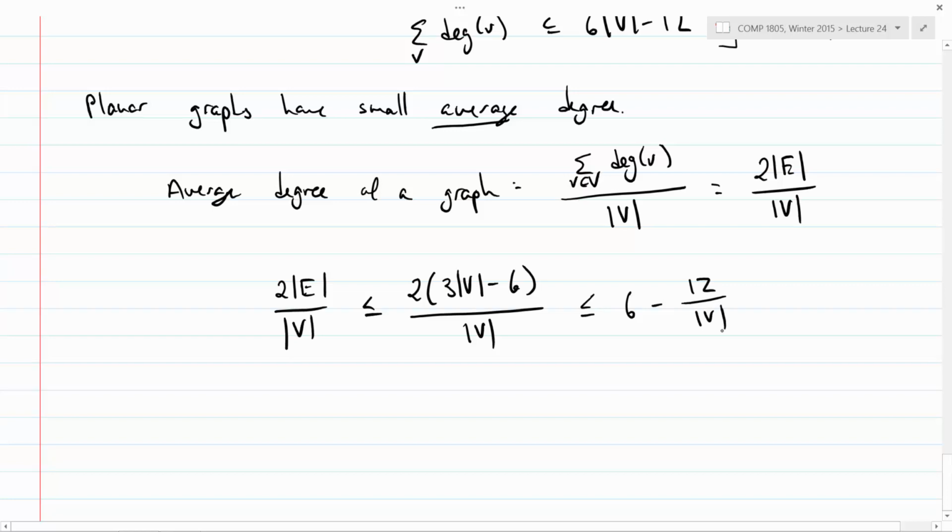And that's definitely at most 6, right? Because as the number of vertices grows larger and larger, 12 over V grows smaller and smaller, which means the thing gets closer and closer to 6. So the average degree of a planar graph is about 6. So we already knew that planar graphs have at least one vertex of small degree, but in fact, on average, the degree is very small too.